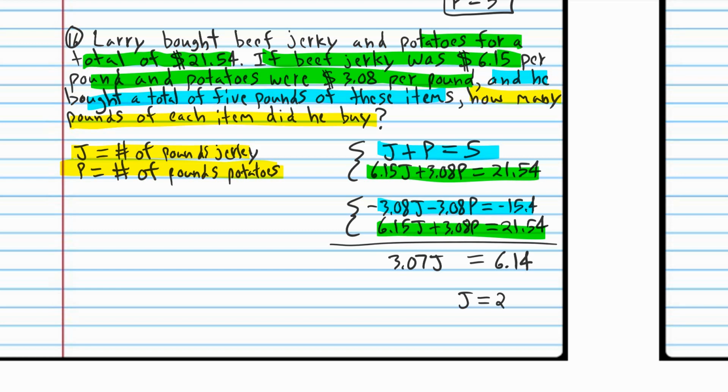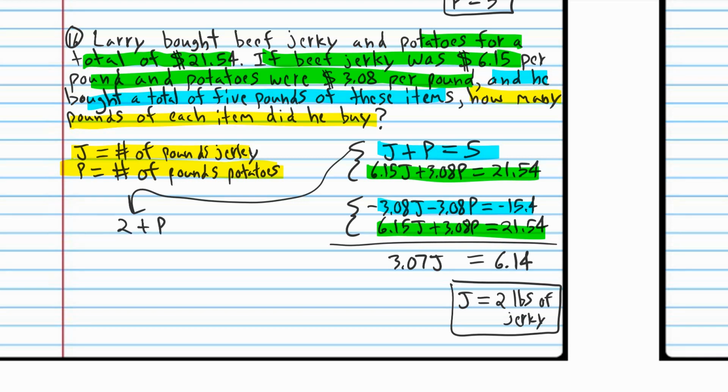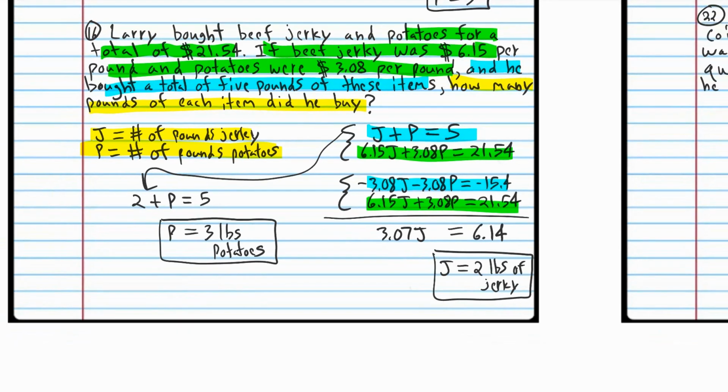And he bought 2 pounds of jerky. I guess we can just say 2 pounds of jerky, just to be specific. All right, so obviously if you bought 2 pounds of jerky, he bought 3 pounds of potatoes. So if you got those answers, good job.